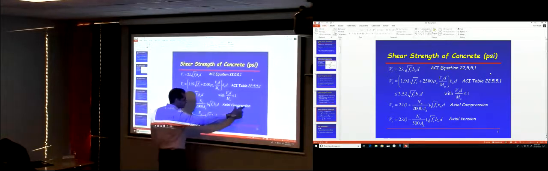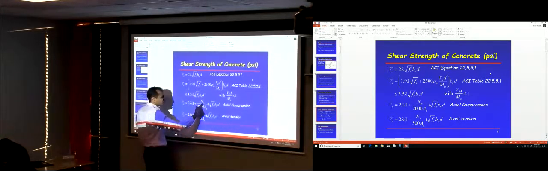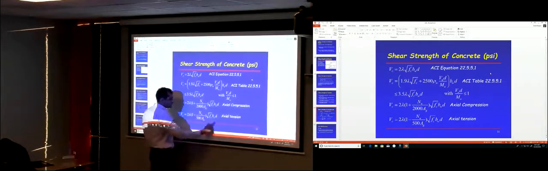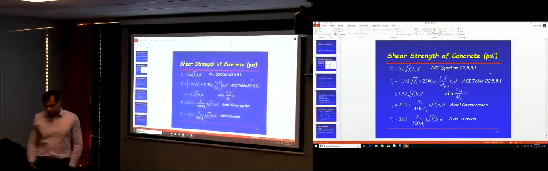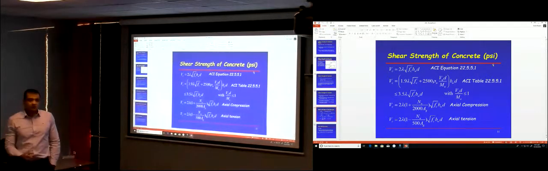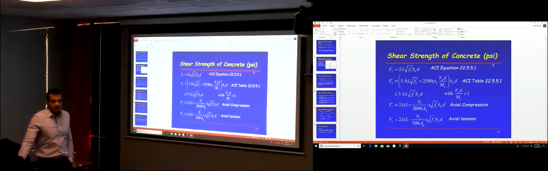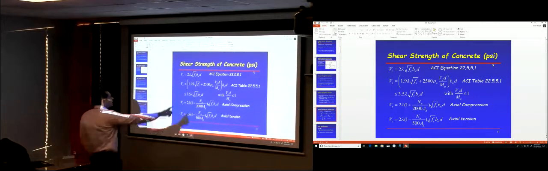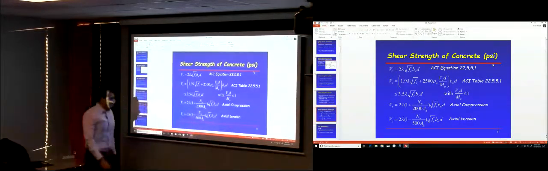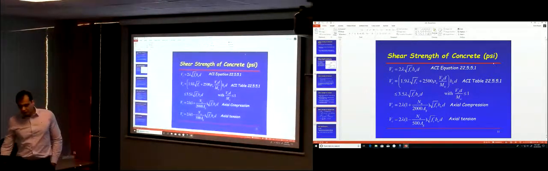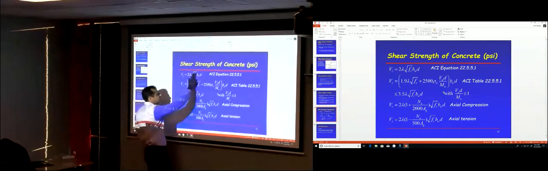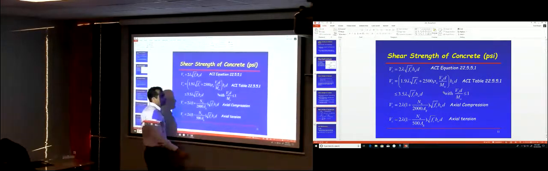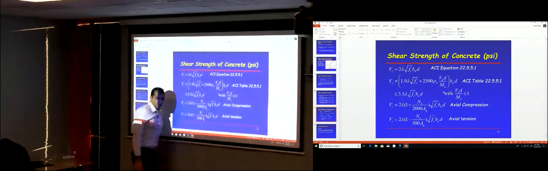So if it's under compression, you have to use this equation where Nu is the compressive force. If it's under tension, then you have to use this equation where Nu is the tensile force on the section. Okay, so that gives you the nominal strength of the concrete to resist the shear force. It's a function of f'c, b web, and d, so the dimensions of the section. This conservative equation is not a function of the amount of steel that you have. This equation is a function of the amount of steel that you have, rho.